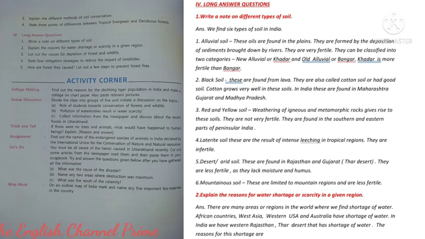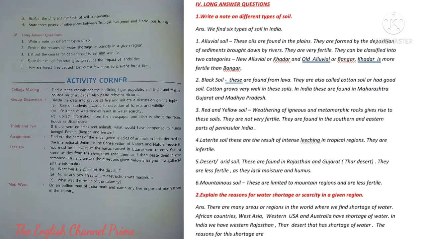First one, alluvial soil. These soils are found in the plains. They are formed by the deposition of the sediments brought down by the rivers. They are very fertile. They can be classified into two categories, new alluvial or the khadar, and the old alluvial or the bangar. Khadar is more fertile than bangar. Khadar contains the fine particles of soil.